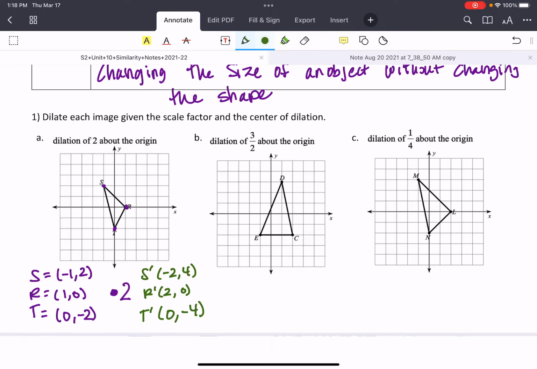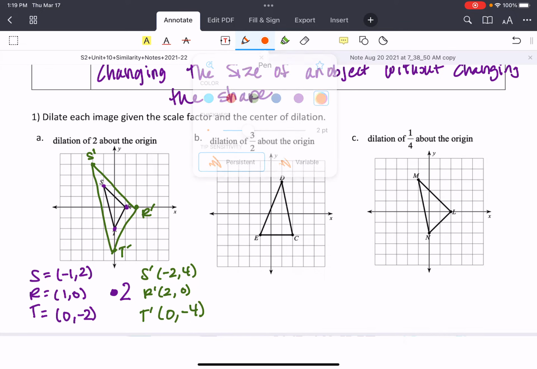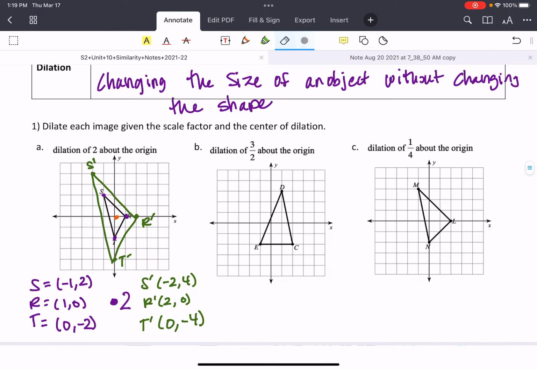So then I'm going to go to -2, 4 up here. That's my new S prime. R goes to 2, 0. He comes here. And T is at 0, -4. He comes here, and we can connect our dots. It was about the origin because we took the main point right here at the origin and just made the triangle bigger around it. That's all that at the origin means.